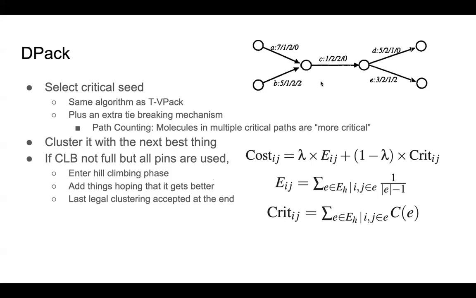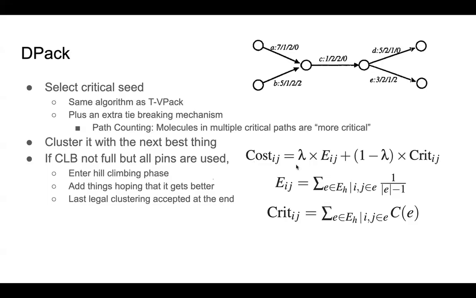You add it into the cluster. And so you're freeing those two pins basically, and you might get an improvement in that regard. So it enters a hill climbing phase, hoping that that happens. And if it doesn't happen, if the hill climbing is not successful, it just accepts the last legal clustering at the end.